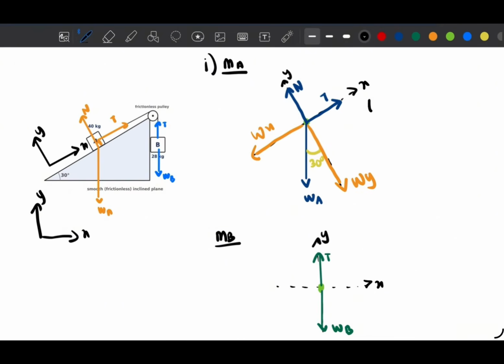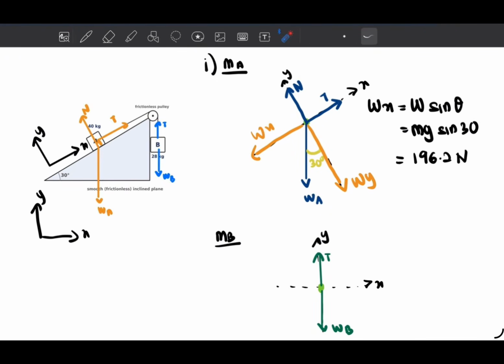To start comparing, I'm going to calculate my WX. WX is going to become W sine theta, where W is equal to mg, so mg sine 30. I'm using this angle here. The angle is touching my y-axis. Therefore, my x component will take sine here. And then I will have mg sine 30 as 196.2 Newton. My mass is 40, my gravity here is 9.81 only. Therefore, I will end up with 196.2 Newton.